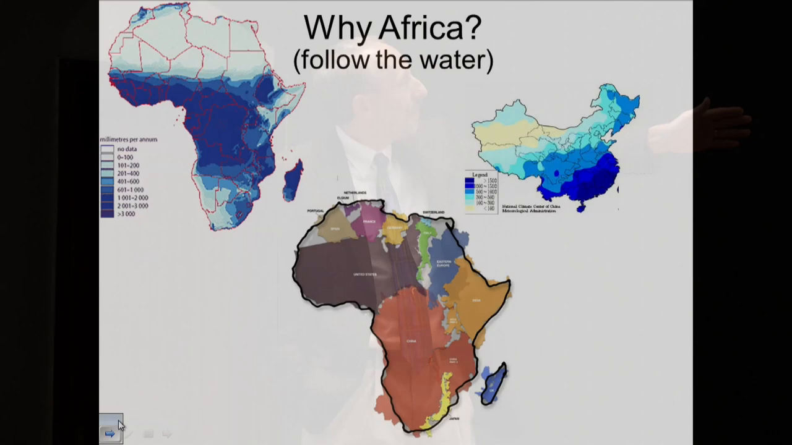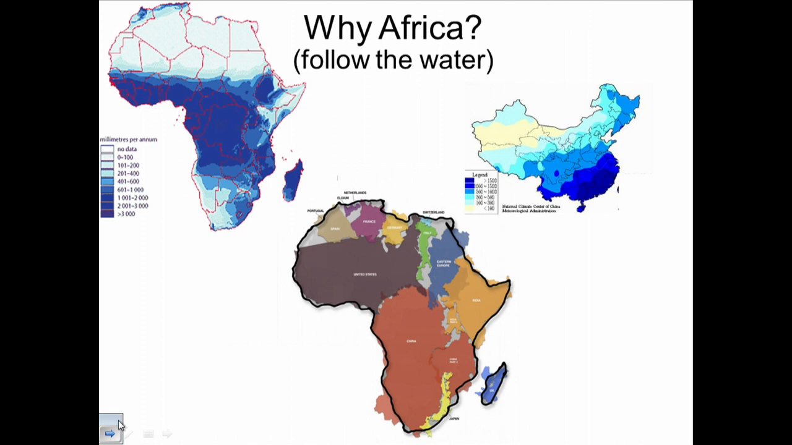So what's the next big wump? The next big wump, I claim, is Africa. We need to prepare for the African century. Why do I say that? Look at China. There's China. There's Africa. More or less in the same scale representation.